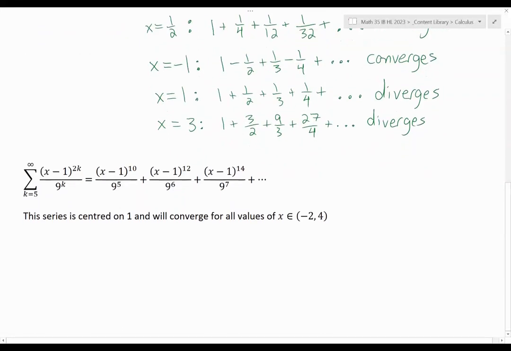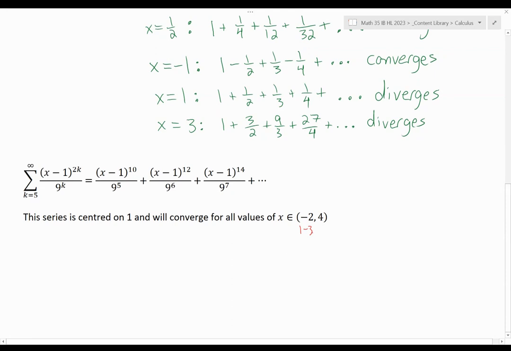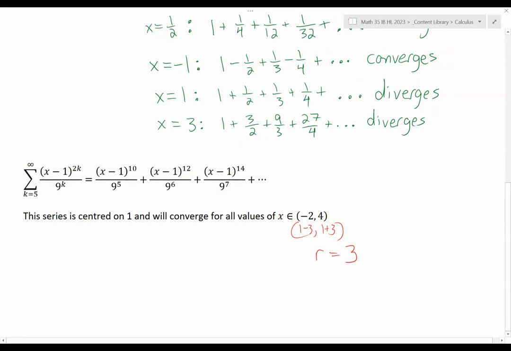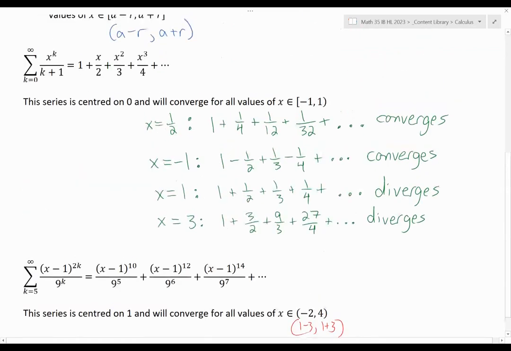This series is centered at 1, and again, we've got a rule here for how we're calculating that infinite polynomial. Our values here are starting at 5 instead of 1, so our first term actually already is the 10th power. We don't have any powers less than that, and we end up only having even powers of the variable. This one just happens to converge for all values between -2 and 4. So again, that is symmetrical around 1, because this is essentially 1 minus 3, 1 plus 3. So the radius of convergence in this case is 3. In the previous case, the radius of convergence was 1.